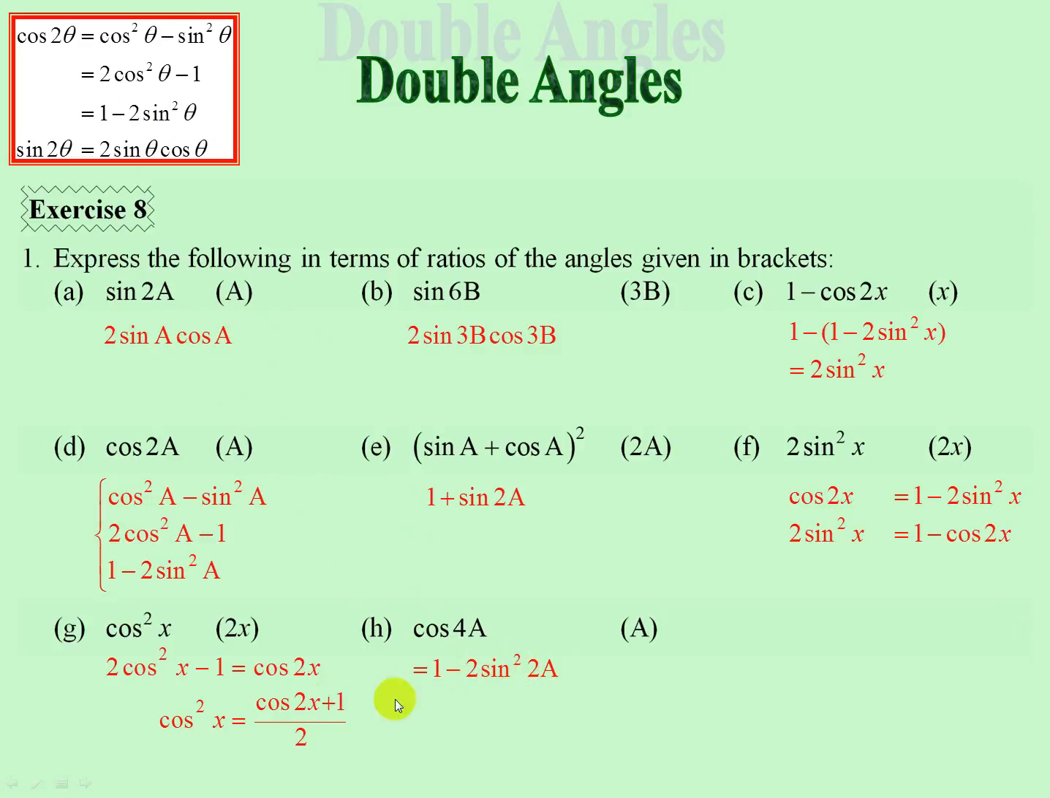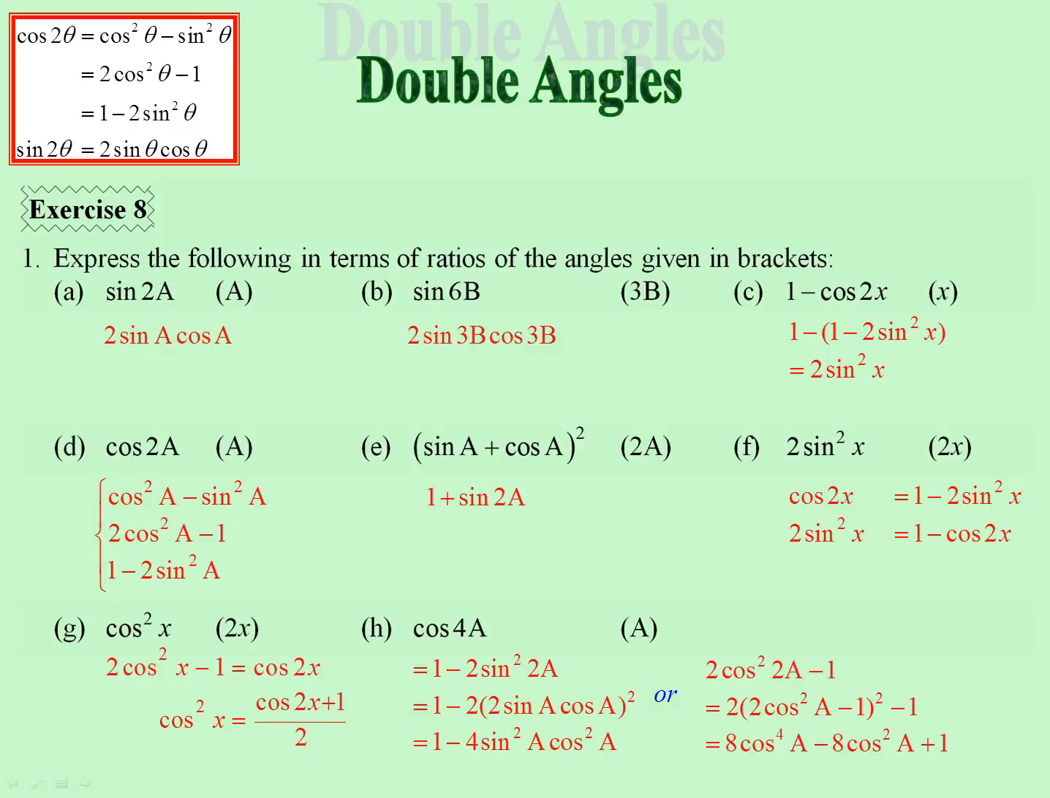Now I'm going to take sine 2a, and I'm going to say, well, sine 2a will be 2 sine a cos a. There we are. Notice sine squared 2a means the sine of 2a all squared. So therefore sine 2a, 2 sine a cos a, all squared. Multiply it out, and there it is.